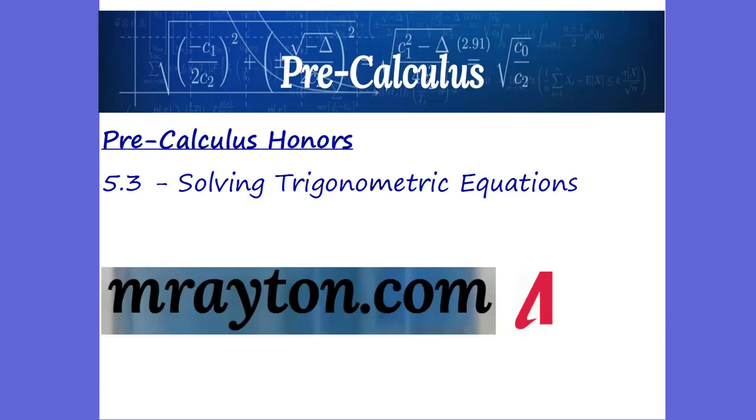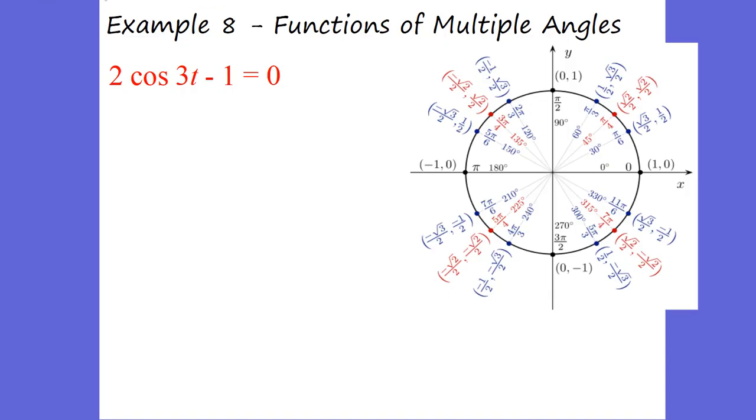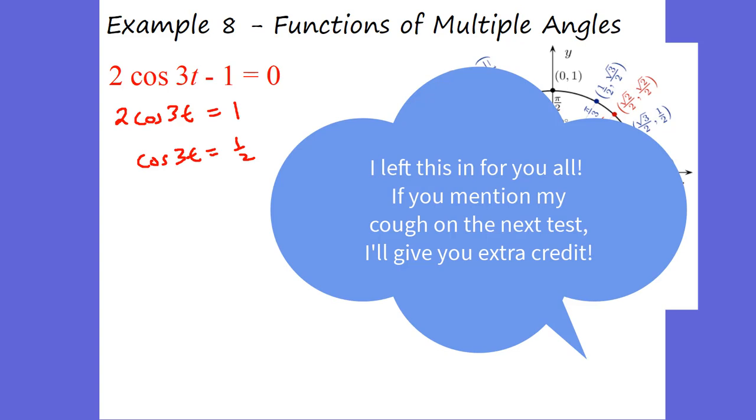I think I have one more problem here. And you're like, no, Mr. Aiden, you have a lot of problems. So we have 2 cosine of 3t equals 1. We're going to divide, so cosine of 3t equals 1 half.